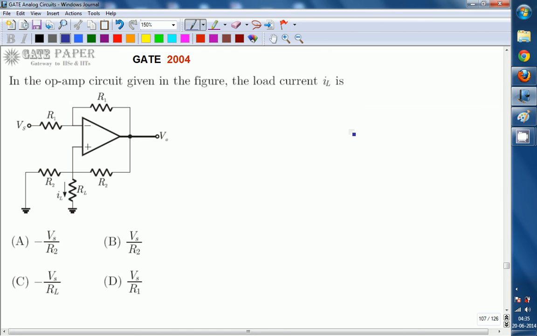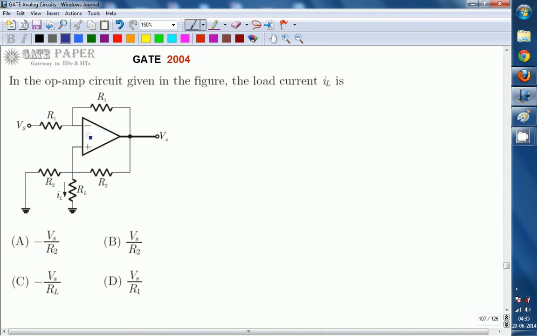Hello, we are discussing the GATE 2004 ECE paper, and this question is related to analog circuits. Look at the circuit diagram shown with op amp. In the op amp circuit shown, the load current IL is equal to what? What is the value of IL for this circuit? It says one op amp, and it has not mentioned whether it is ideal or practical. So by default we can always take it as an ideal op amp.